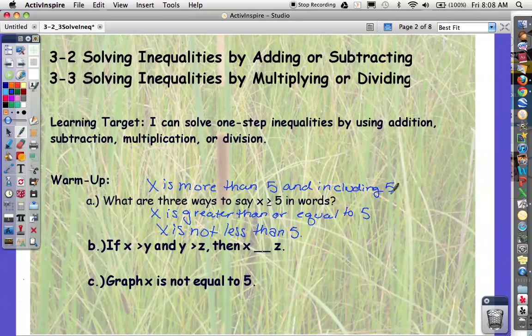For the second warm-up, if x is greater than y and y is greater than z, then x must be greater than z. I want you to put this down. This is actually kind of like the transitive property. You're going to see this a lot next year in geometry.